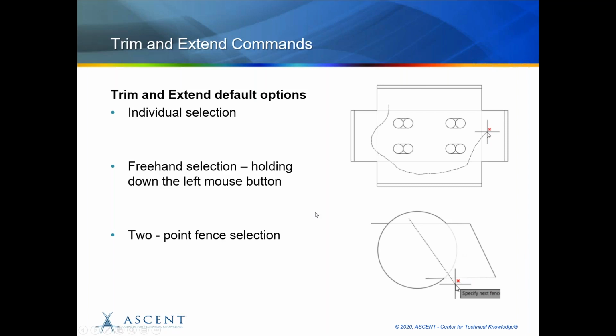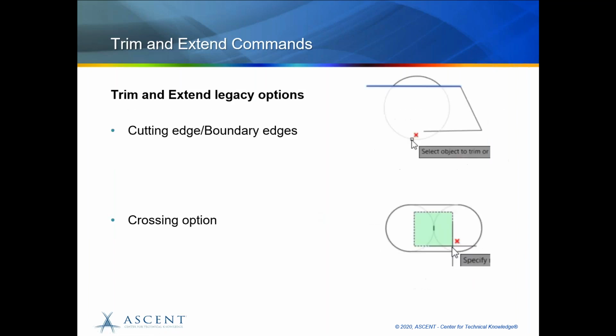So again, the legacy options are still available, as I mentioned before, and both the cutting edges and boundary edges you can select beforehand and then proceed with your regular trim and extend commands. That can be obtained from the drop-down menu. In the drop-down menu, for the trim command, you will have a cutting edge option, and you have to select that, go into your figure, select the cutting edge first, and then you will start trimming the objects.